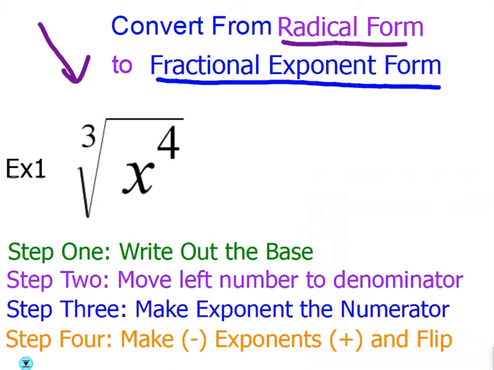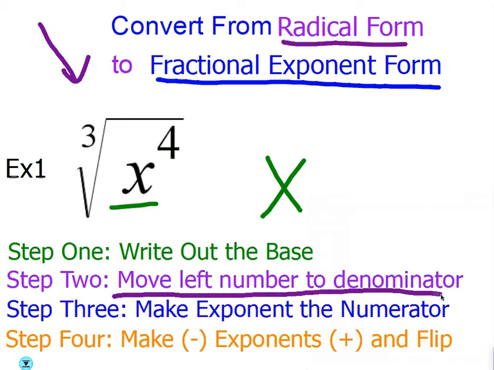So you can imagine that the base, whatever's inside that radical, is going to still be the base for your fractional exponent. So you're just going to rewrite that base. And then we're going to move the left number, which again is called the index. This number right here, the 3, is going to be the bottom of our fraction. Just like before, we took the bottom of the fraction and made the index. Now we're taking the index and making the bottom of the fraction.